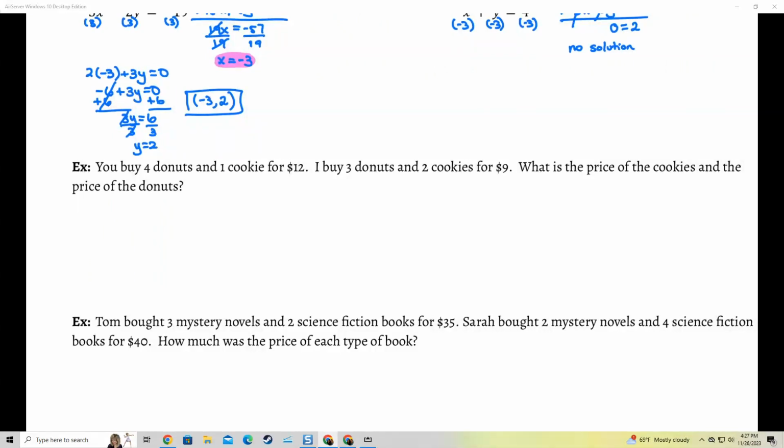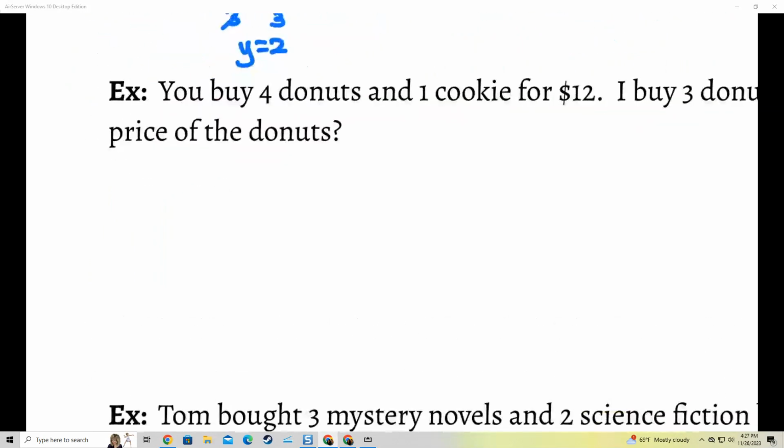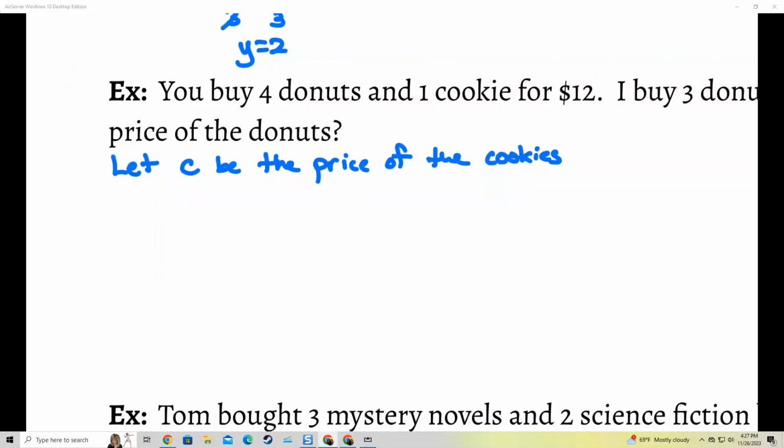It says, example, you buy 4 donuts and 1 cookie for $12. I buy 3 donuts and 2 cookies for $9. What is the price of the cookies and the price of the donuts? So in this case, what I don't know is the price of the cookies and the price of the donuts. So we're going to go ahead and start by defining our variables. I'm going to say let C be the price of the cookies. Let D be the price of the donuts.